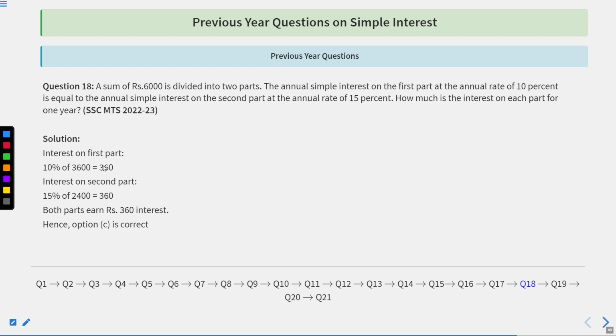So the interest on first part is 10% of 3600, that is 360, and the interest on second part is 15% of 2400, that is 360. So both parts earn rupees 360 interest. So the option correct here is option C.